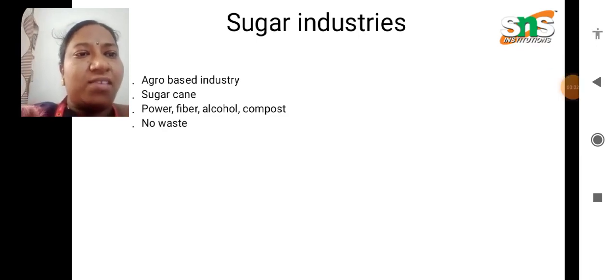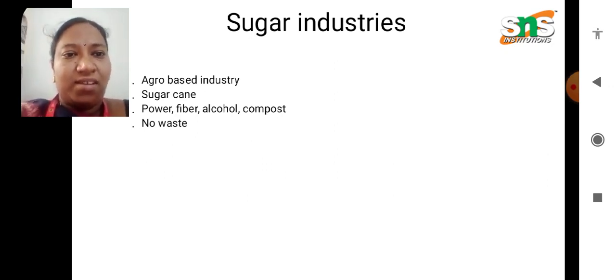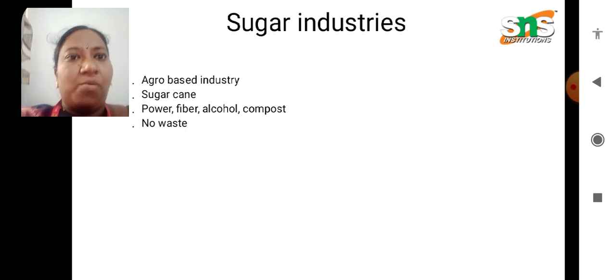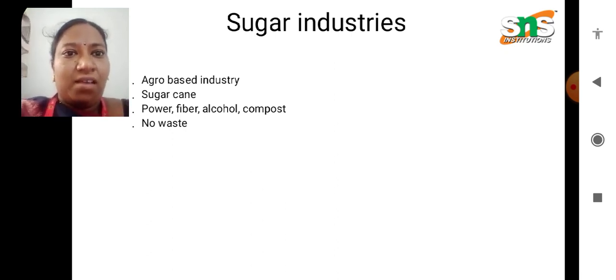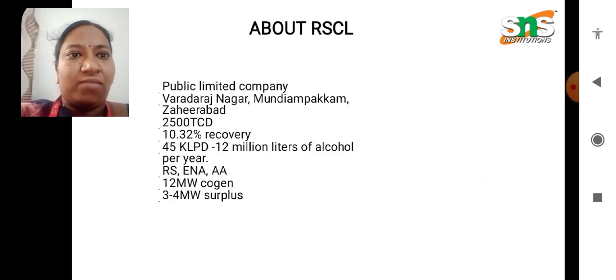In today's class, we are going to study the sugar industries. So we all know sugar industries are agro-based industries. The raw material is sugarcane, and it produces power, fiber, alcohol and biocompost. So from the sugar industry there is no waste produced.